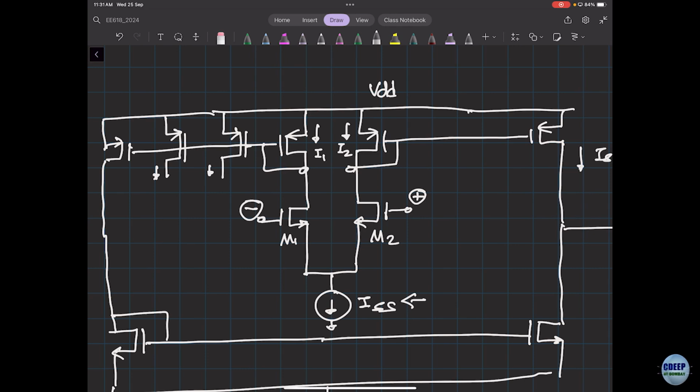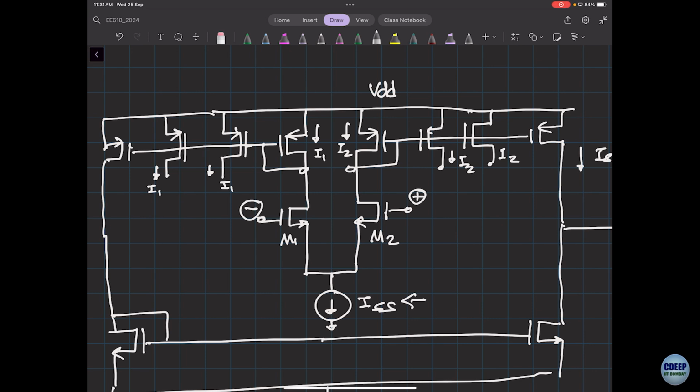Okay, so what will be these two currents? If the ratios are equal, this will be I1 and this will be also I1. Similarly, I can do the same thing here. Is this part clear to you, what I did? Right now, they're floating. I have not connected them. This will be I2 and I2.